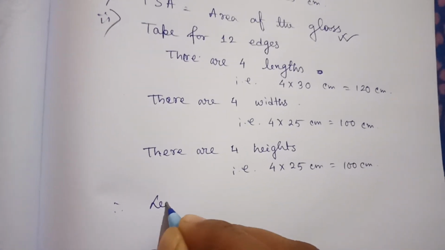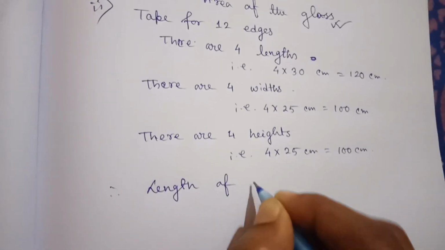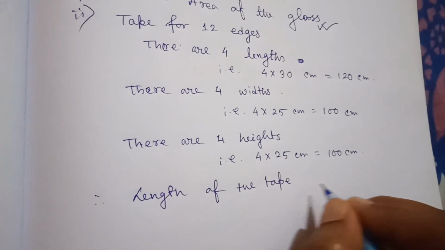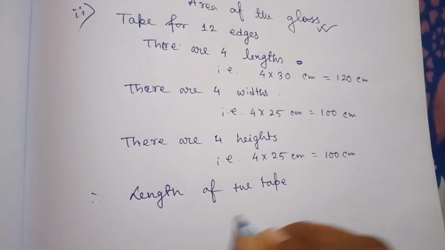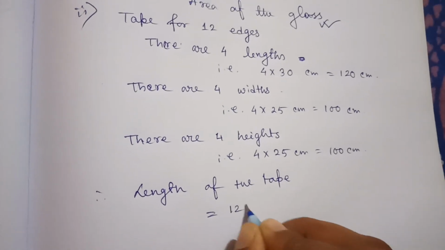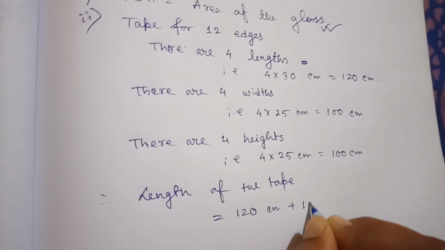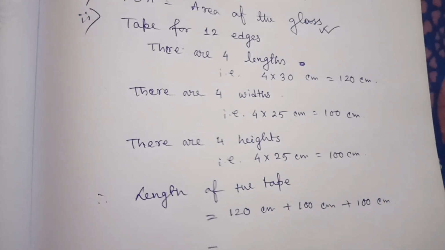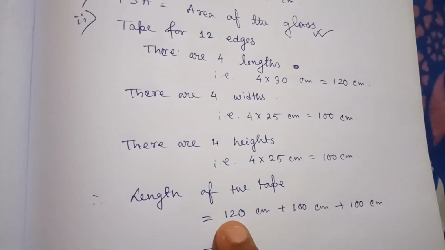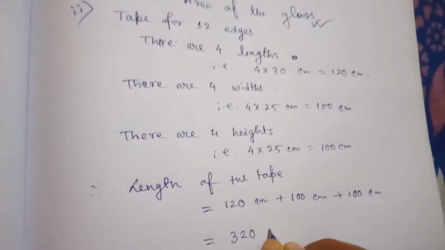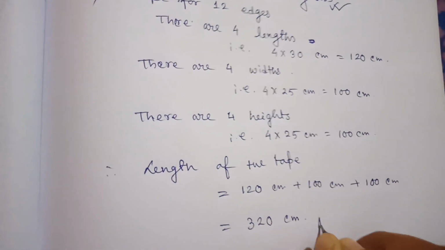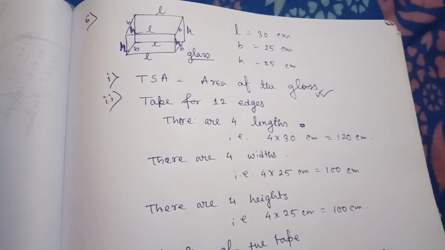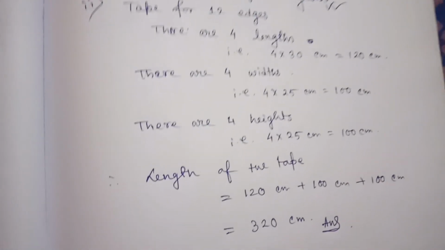So the total length of the tape that is required for sticking the glasses together is equals to 120 centimeter plus 100 centimeter plus another 100 centimeter. That is equals to 100, 100, 200, and this is 320. So it's 320 centimeter, and that's the answer. Did you get it? I hope so.